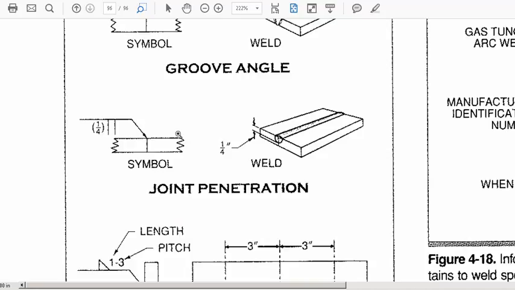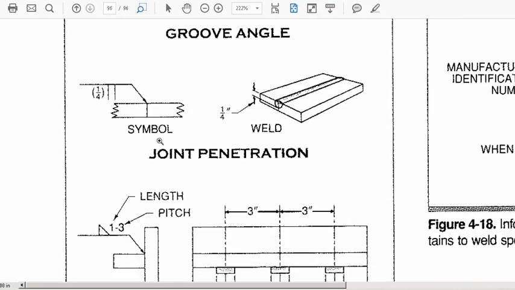Alright, so now we have a different symbol for a square groove weld, but you'll notice that its particular size or depth of penetration is in parentheses to the left. Remember we saw that? Notice the parentheses represents the actual penetration depth, not so much actually we should say the size. Alright?